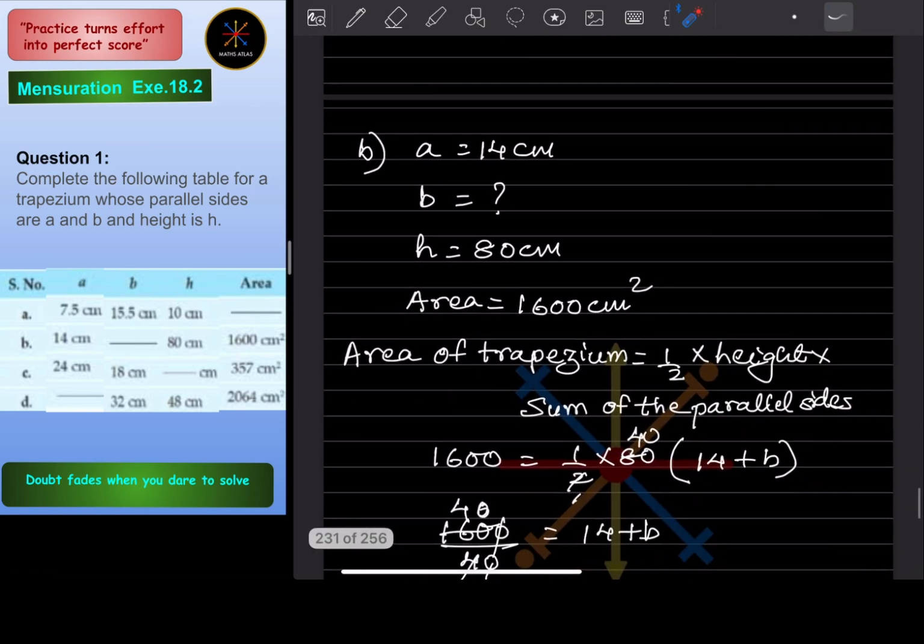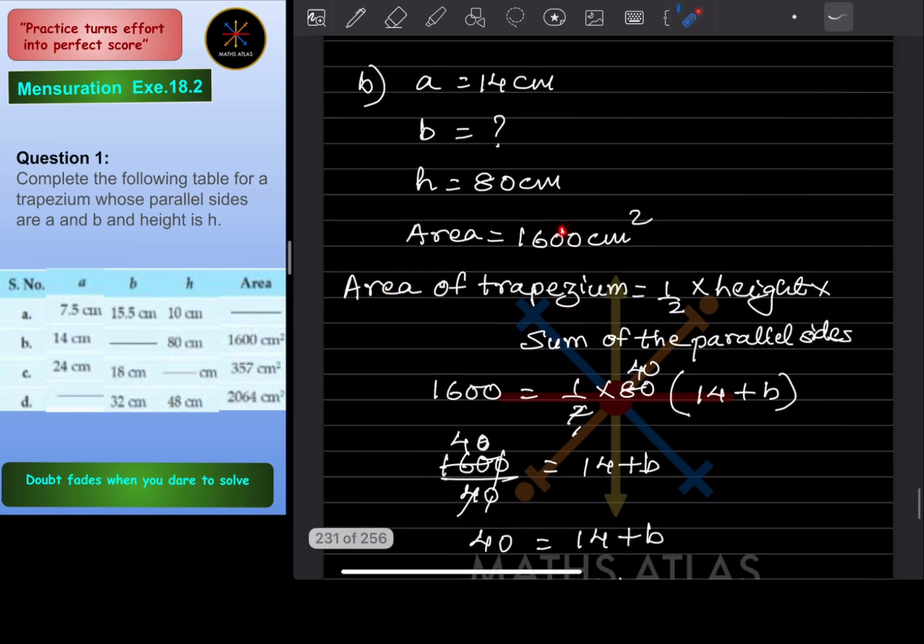It's given A is 14, the same thing I've written over here. We don't know B. H is given as 80 centimeter and the area is given as 1600 centimeter square. So we are going to use the same formula. Area of trapezium is half into height into sum of parallel sides. The area is given, so below this we are going to write 1600, height is 80, and the sum of parallel sides means one side, A, is given as 14, and we don't know what is B.